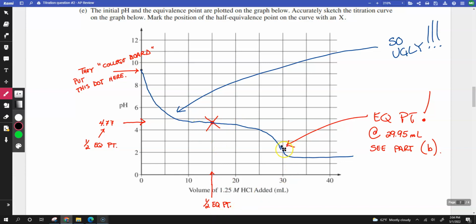So we know that the equivalence point is at 29.95 milliliters. How do we know that? It was told to us in part B for the hydrochloric acid. We know that the half equivalence point pH is 4.77. We just found that in the previous question. So if I move to these two points here, here's my point for the half equivalence point, somewhere in that ballpark. Just make sure you mark it with an X.